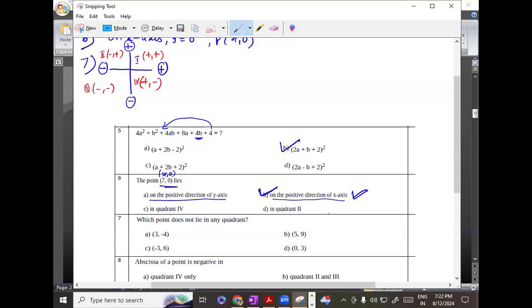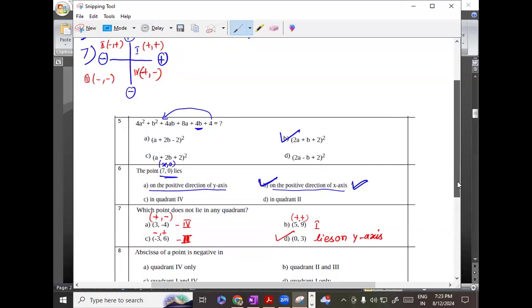Then, which points do not lie in any quadrant? This one lies in plus minus, means fourth quadrant, right? Then this one is first quadrant. Then this one is second quadrant. And this one lies on the positive direction of y-axis. Then this one is correct.